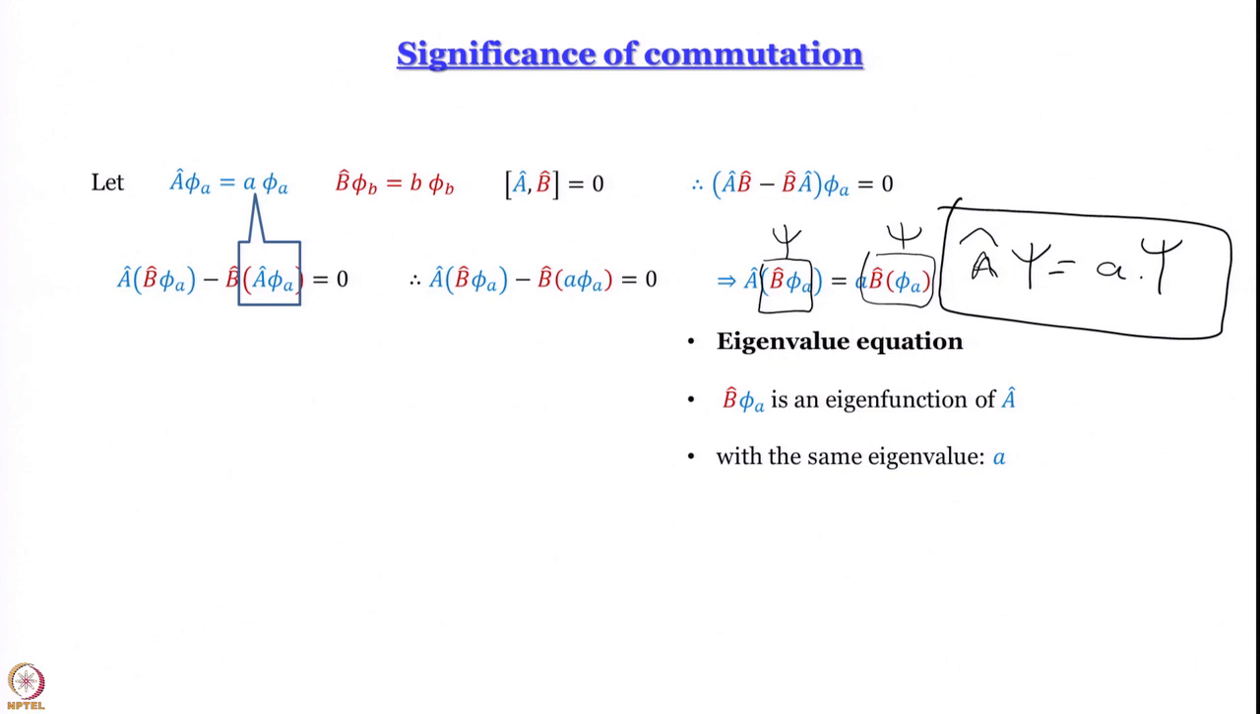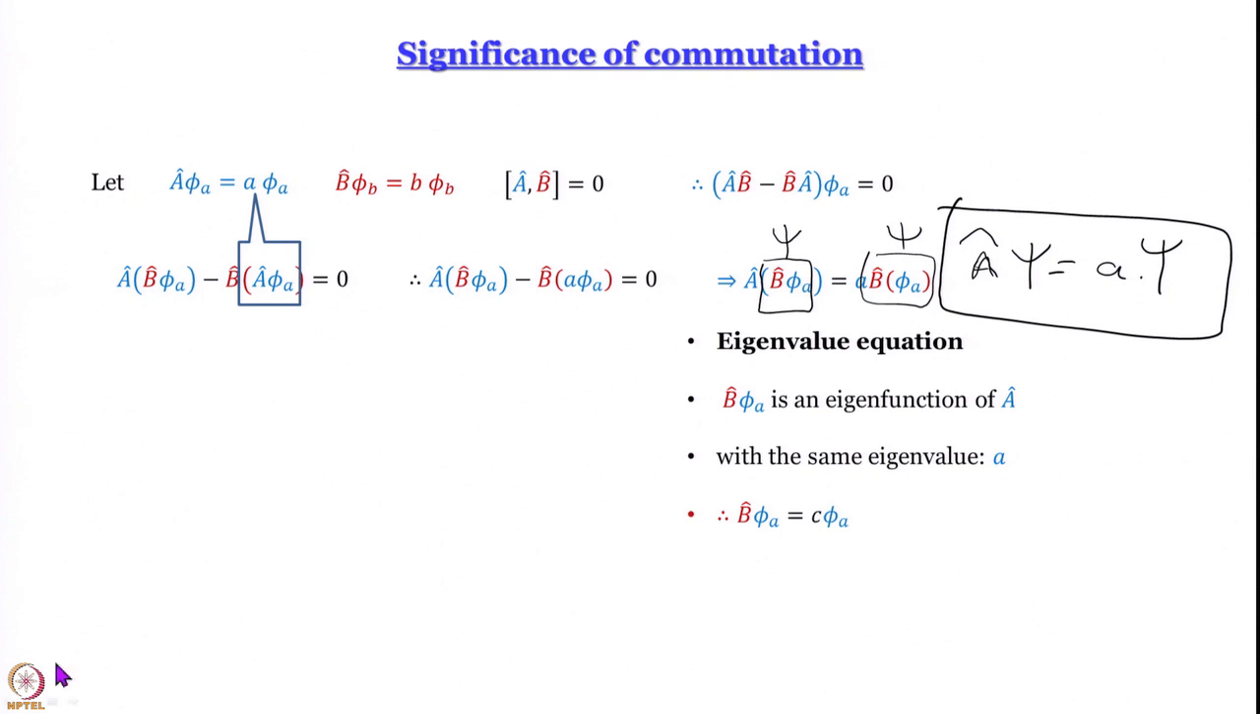Okay? What is the eigenvalue of phi A for the A hat operator? It is a. What is the eigenvalue of B phi A? That is also equal to a. That is what I am saying. The eigenvalue is the same. Then we can write that B phi A is equal to C phi A. Okay?